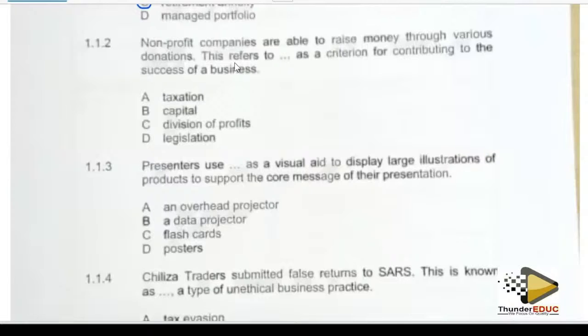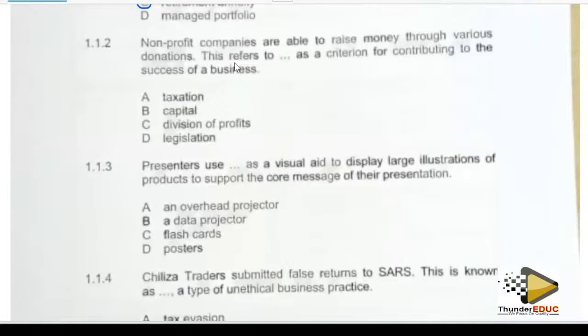Okay, right. So now it means these non-profit making companies are not taxed. Why are they not taxed? Because they are not meant to make proceeds. Okay, right. So now it means in this regard, taxation is out, because taxation applies or caters for companies that are making profit. So now coming to capital, yes, it can apply.